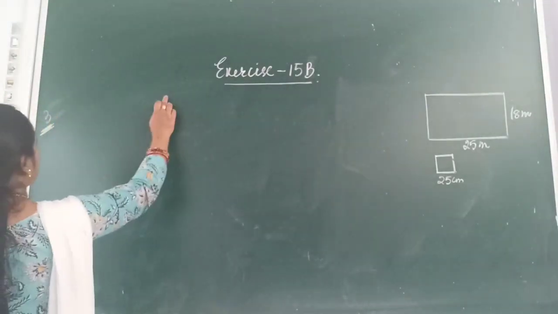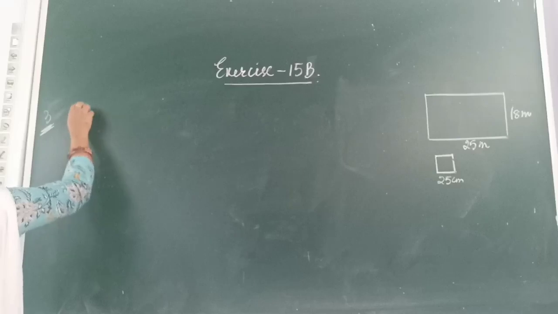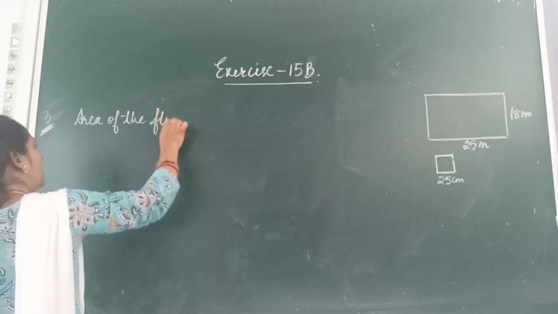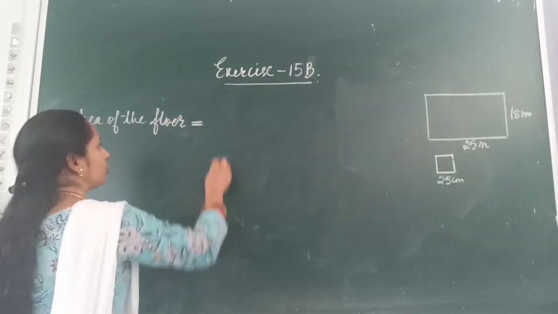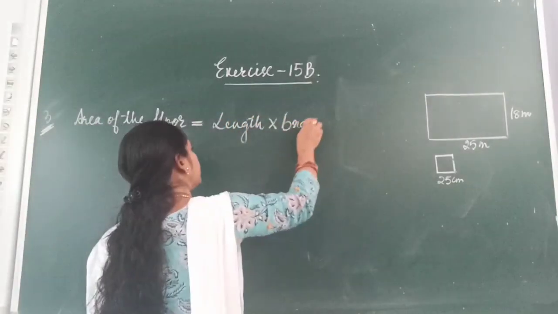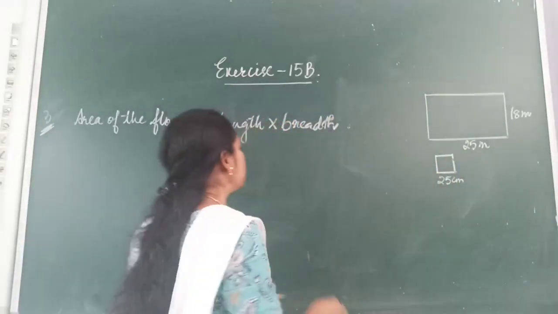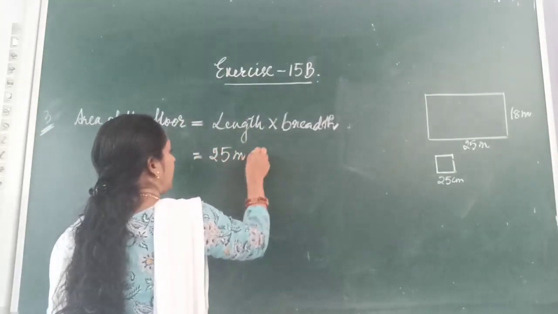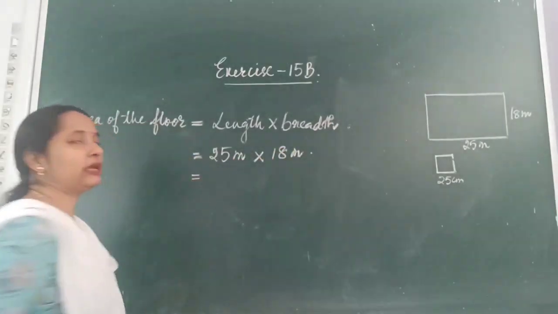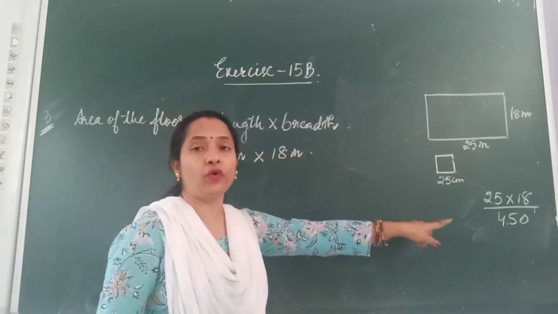So first let us find out the area of the floor. Area of the floor will be equal to length multiplied by breadth. What is the length of the floor? Length of the floor is 25 meters. And what is the breadth of the floor? It is 18 meters. Now multiply and find the product. So here the product of 25 by 18 is 450.